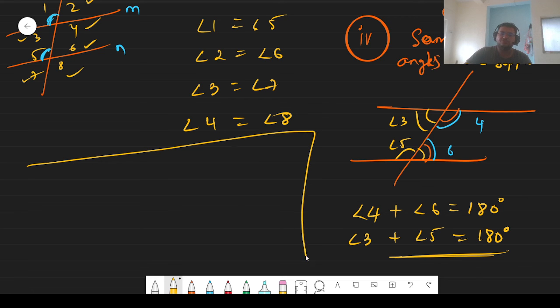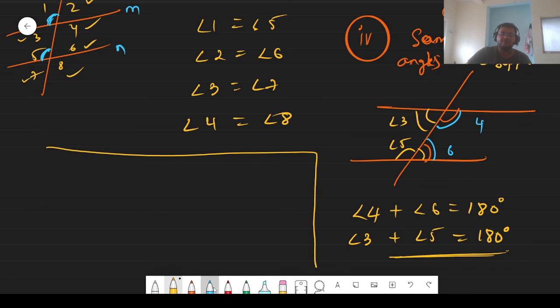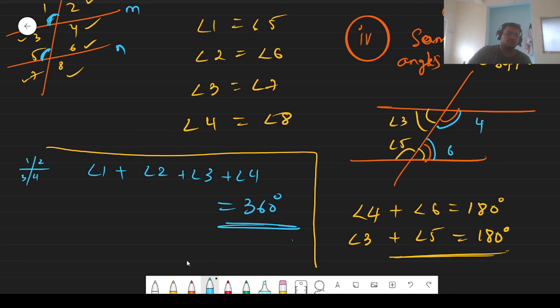Also, a few more results we can write from here. See, this was the figure. I'm just representing 1, 2, 3, and 4. So see here, angle 1 plus angle 2 plus angle 3 plus angle 4 will form 360 degrees. Why? Because it is dividing the plane into 4 parts with their respective angles. So I can write angle 1 plus angle 2 plus angle 3 plus angle 4 equals 360 degrees. Okay.